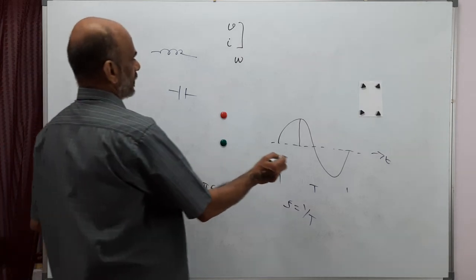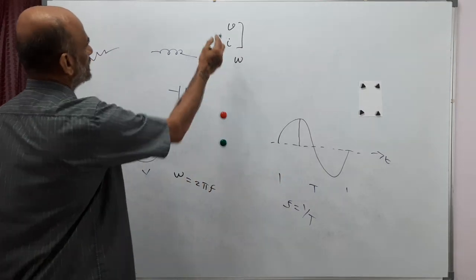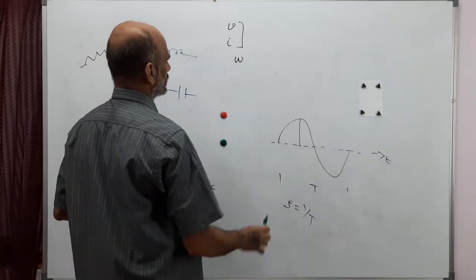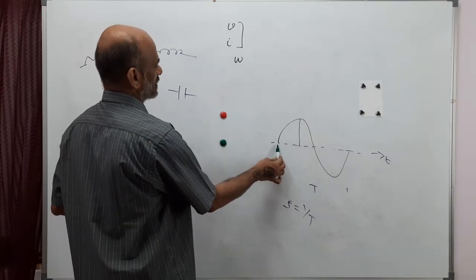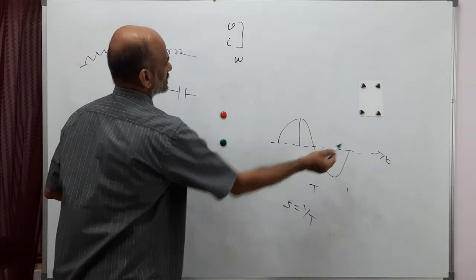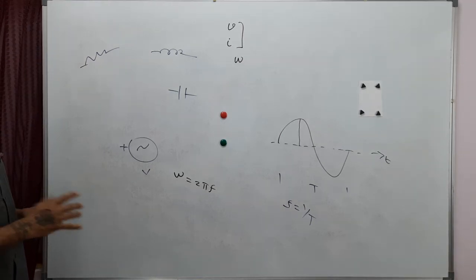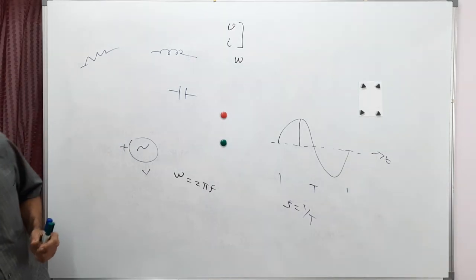But the amplitude and the phase will be different for different voltages and currents. Phase is the point which corresponds to t equal to 0. For example, t equal to 0 can be this point or here, anywhere. So that is the phase. So phase can be different, amplitude can be different, but the frequency is the same for all the quantities.